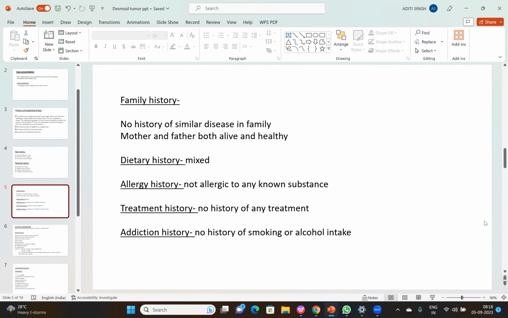Yes. Okay. Yes, sir. Dietary habit does not come after family history. As I say, dietary habit goes to your personal history.